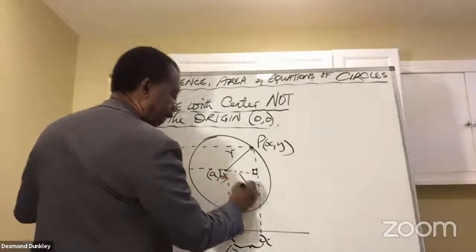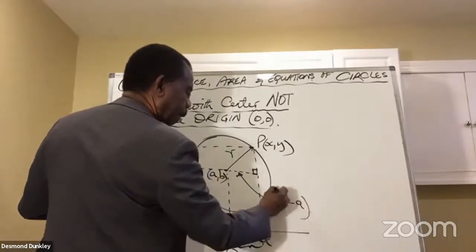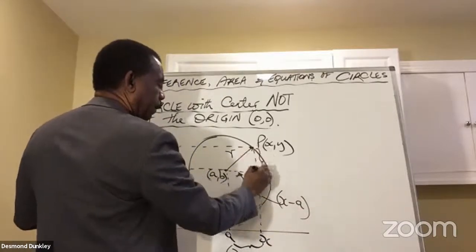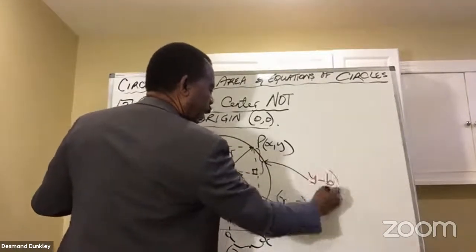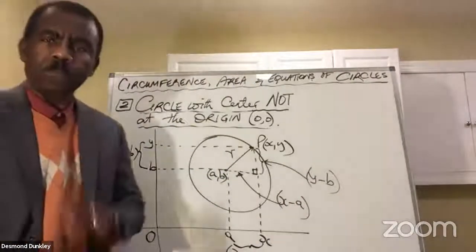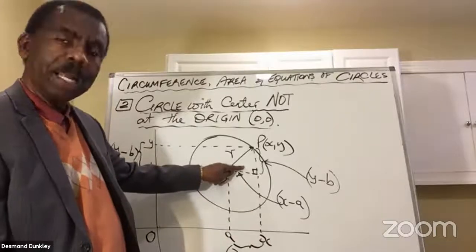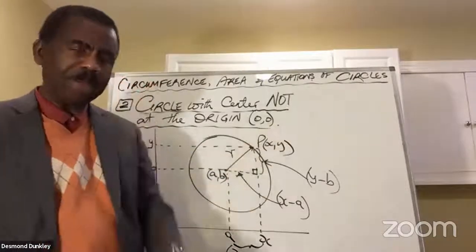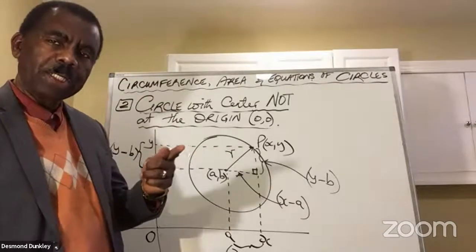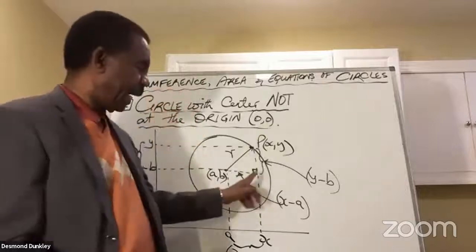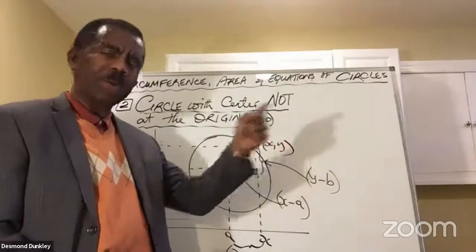So this is X minus A. This is Y minus B. So remember the rule, if you have a right triangle, then when you square the leg and square the other leg and add them, that will be equal to the hypotenuse squared. So the sum of the squares of the legs is equal to the hypotenuse squared.